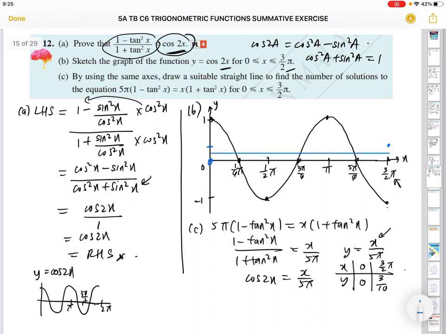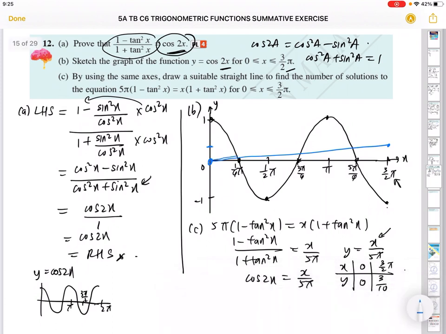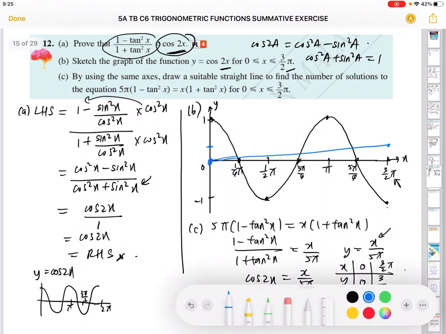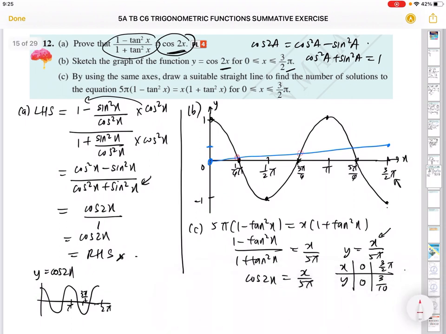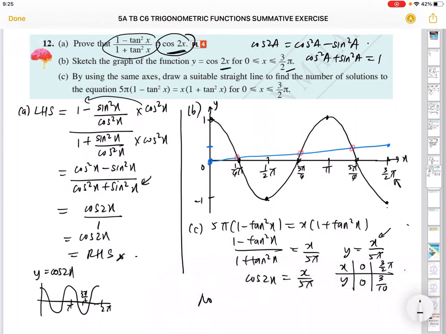Okay, so now my number of solutions is my number of intersections. How many intersections? 1, 2, 3. So just write down the number of solutions from the graph, 3 solutions. This is a usual paper 2 question in SPM. Okay, let's look at question 13 now.